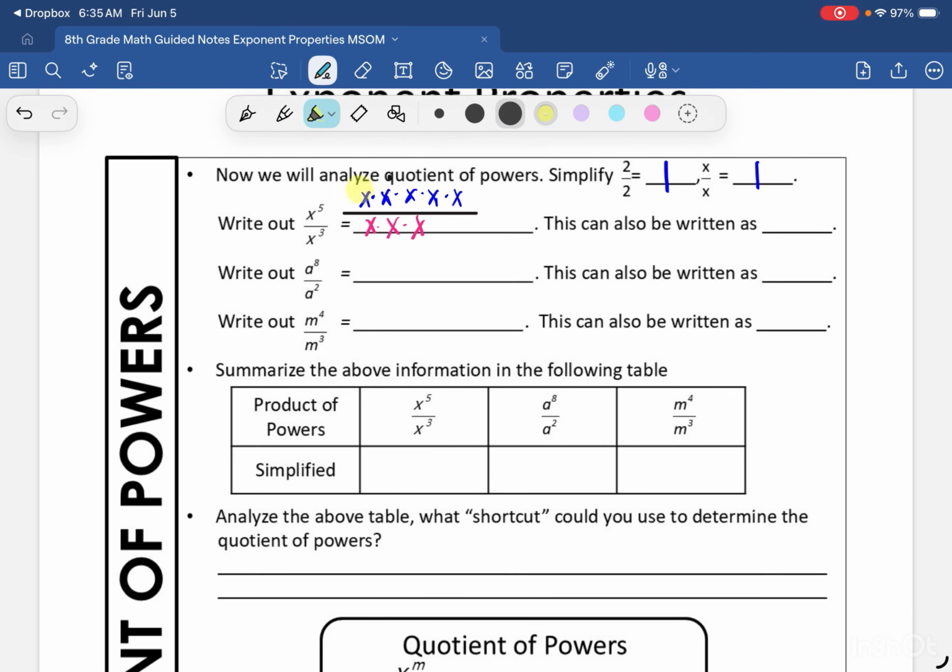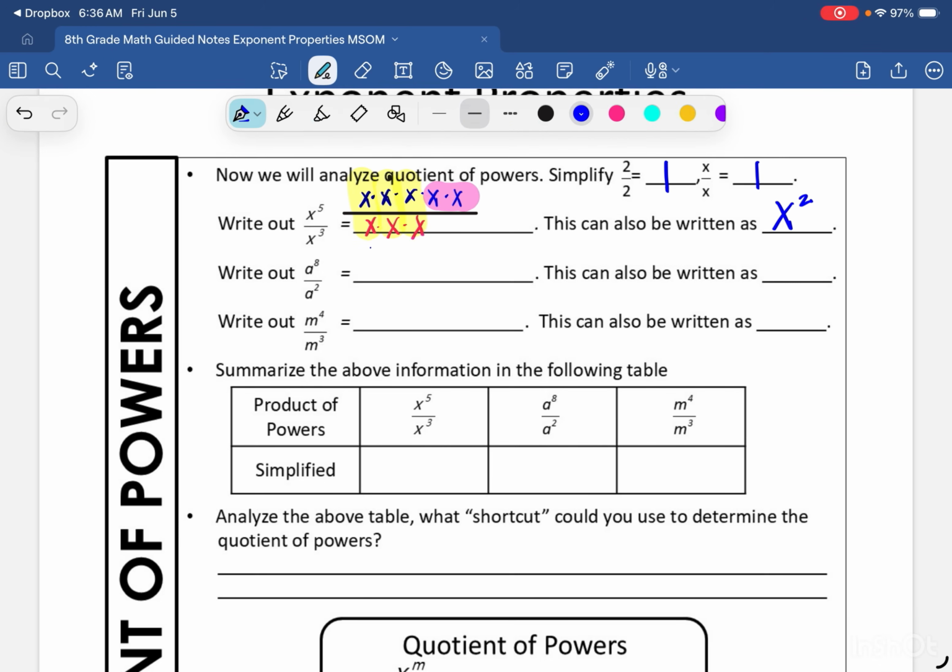If you notice, I can actually cancel out x divided by x. That's going to give me 1. So x divided by x is 1, x divided by x is 1. And I say cancel out because if I just cross them out, it's just going to give me 1, and that's not going to change the value of the expression. So I have what's left. I have x squared on top.